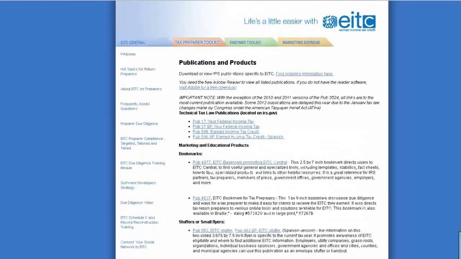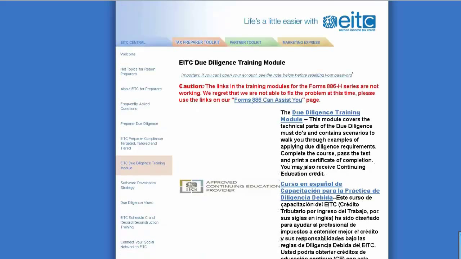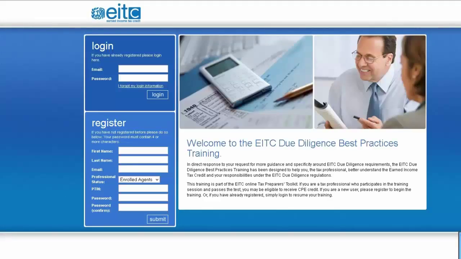Finally, it is possible to obtain some free CPE from the IRS. They do have a link from this site where you can go get some free CPE. It is called the EITC Due Diligence Training Module. You click on the link to reach this page, and then you click on the link again, and it takes you to this page where you need to create a login account for yourself. You identify the type of tax professional you are, as enrolled agent or other. You enter your PTIN, and you can begin this training module. And at the end of it, you should receive some free CPE credit.